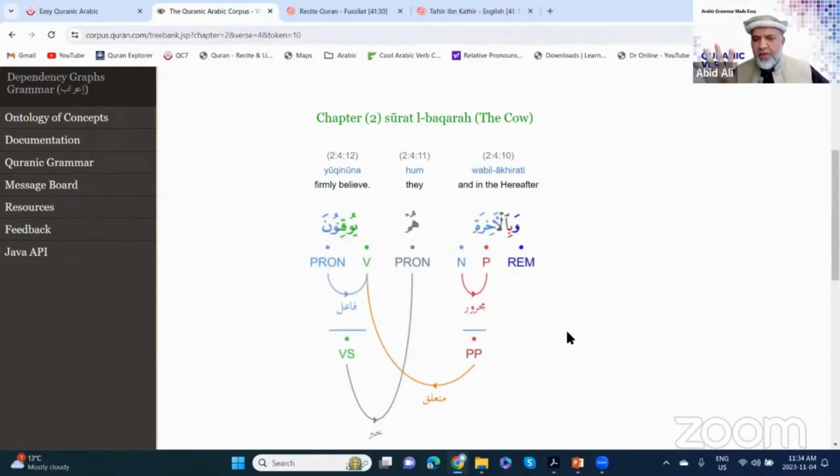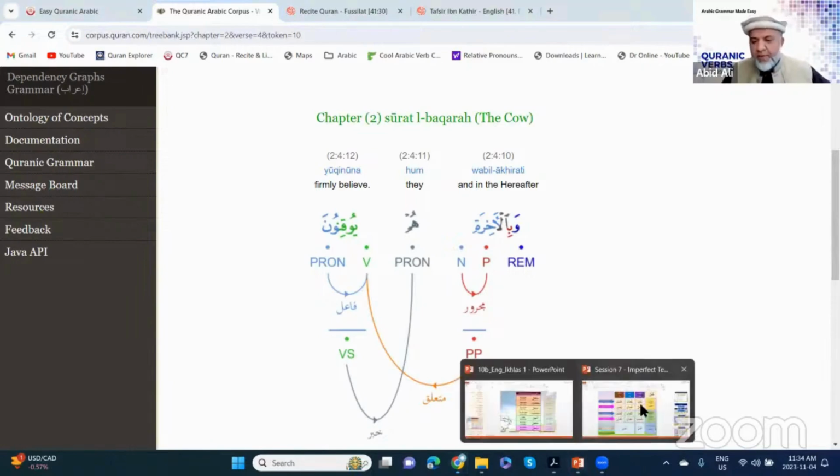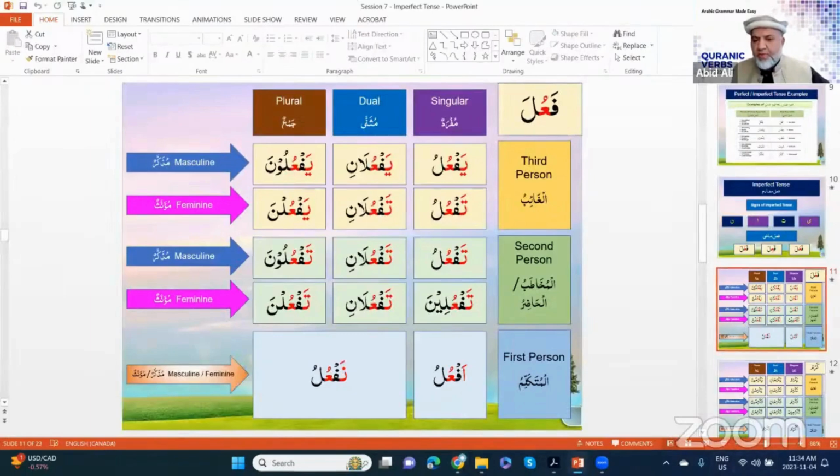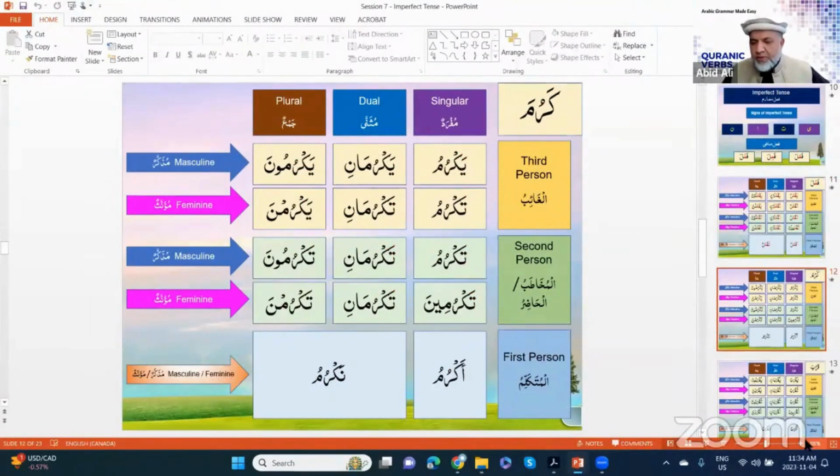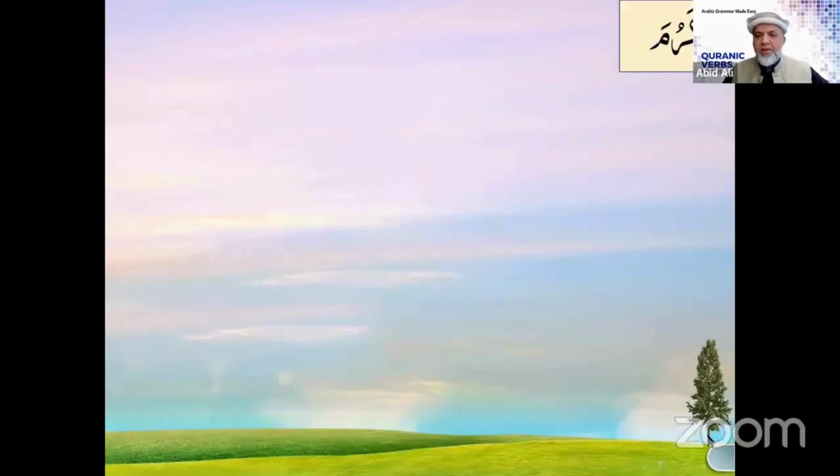In today's lecture, I'm trying to give you those 4 signs. The moment you see a verb and you see the ya at the beginning, it's mudare, 3rd person. If you see the ta, 2nd person. If you see alif, 1st person singular, and noon, plural, 1st person, nahnu, we. So let's quickly take a look at our presentation. We go back to our presentation and try to look at some of these words with actual examples.